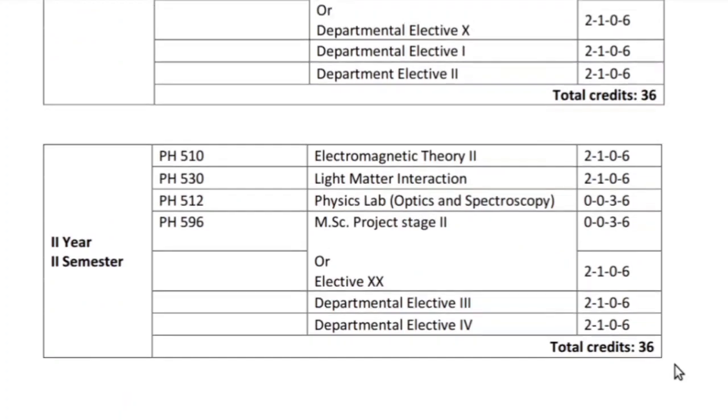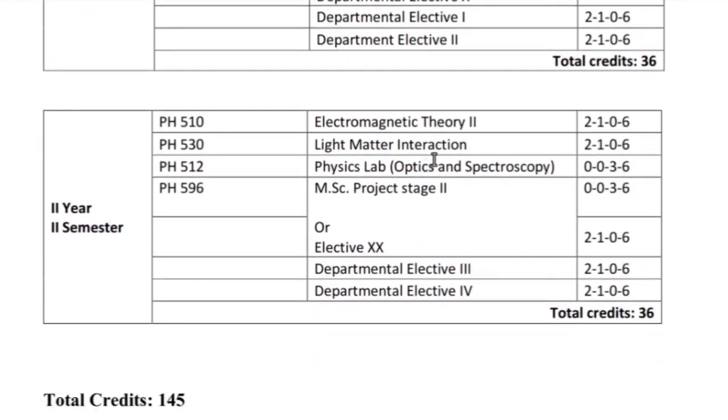So, and this is the last semester. As you can see, we have EMT 2. Light matter interaction covers classical as well as quantum optics and the theory of interaction between matter and radiation. And then you have 1 more lab. Again, similar to the third semester, you get to choose 2 electives, and you again have an option of project or elective. It's all up to you.